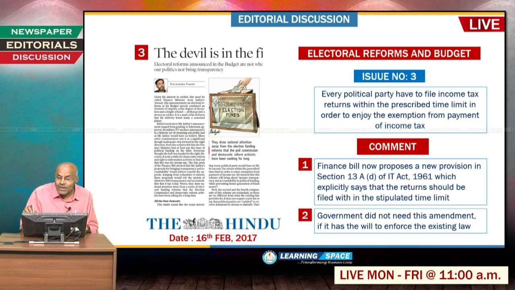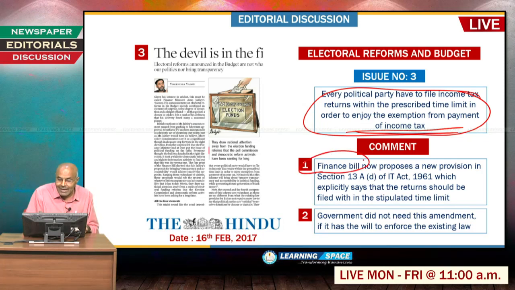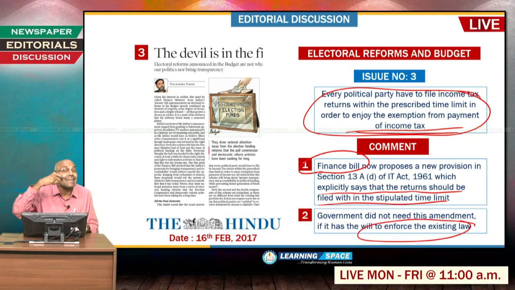Third point is every political party has to file income tax returns within the specified time limit in order to enjoy the exemption from payment of income tax. Accordingly, a clause was introduced in the finance bill, and it explicitly says that the returns should be filed within the stipulated time limit. Actually, this amendment is not required, provided the government is enforcing existing law, right. As per the author, the point number 1 that I have discussed, if you read it in fine print, up to 20,000 it will still be anonymous.